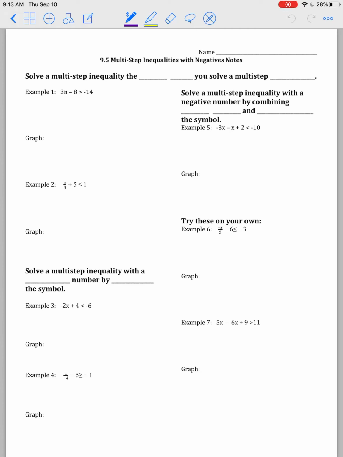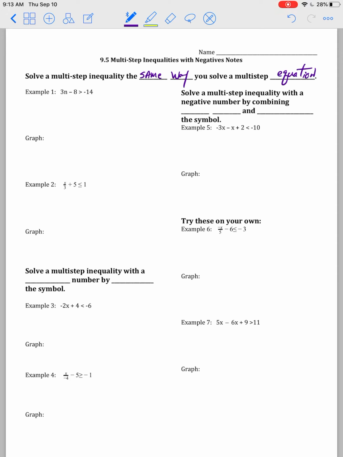Okay, today is our last note guide for Unit 9, Inequalities. We're going to talk about multi-step inequalities. You solve a multi-step inequality the same way that you solve a multi-step equation. Okay?